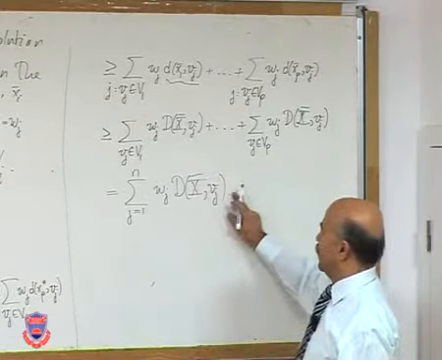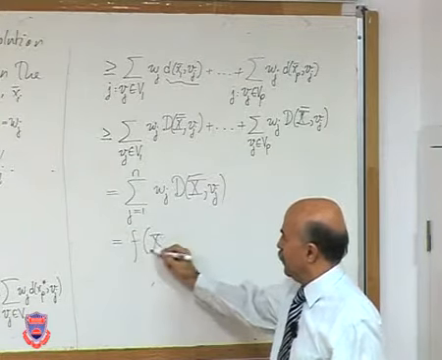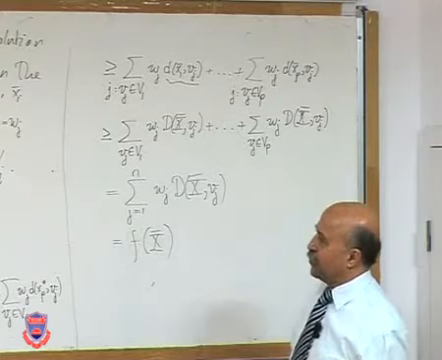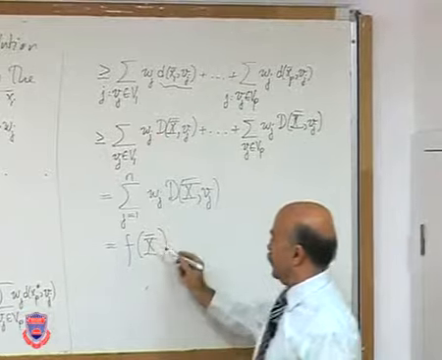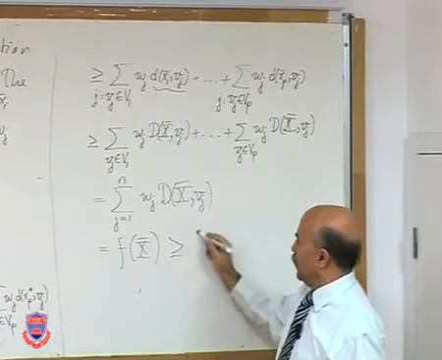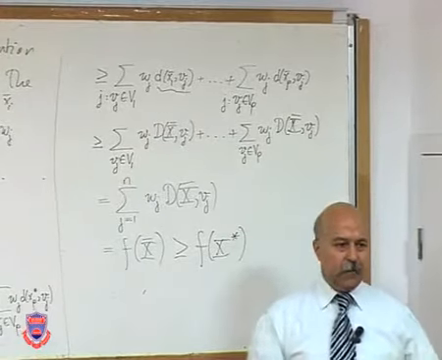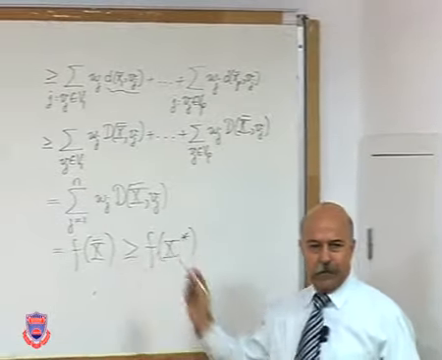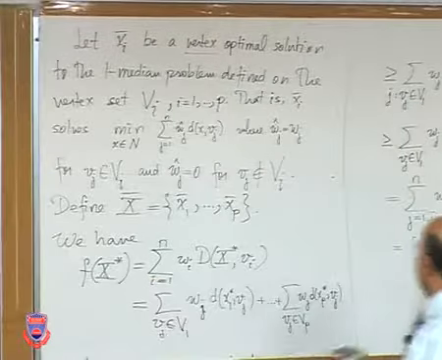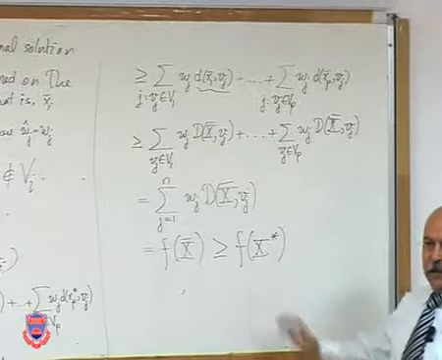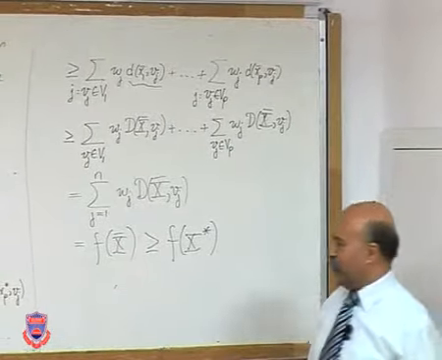So how much is this? That's equal to f of x bar by definition. What did I show? Well, we have some inequalities, but f of x bar is certainly greater or equal to f of x star, because x star is assumed to be optimum, so it must hold this way. Now, so we began with f of x star. We ended up with f of x star, which means all the inequalities in between hold as equalities.